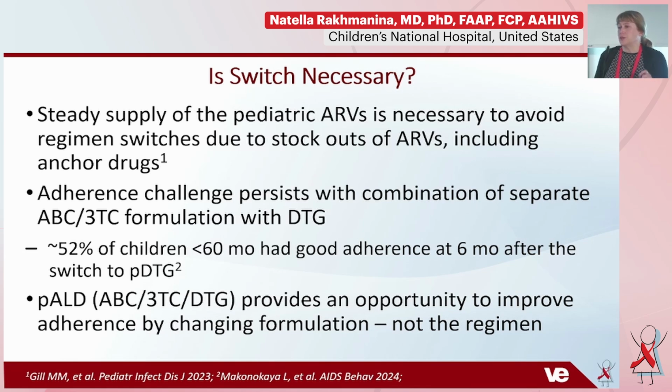First of all, we need to eliminate the switches that are due to stockouts of ARVs, and the data showed that they're still very high, including anchor drug switches. Second, we need to work on adherence. Adherence challenges, despite the wonderful formulation of pDTG, remain very high, as shown on the data on the slide, because parents or caregivers still need to administer two separate formulations.